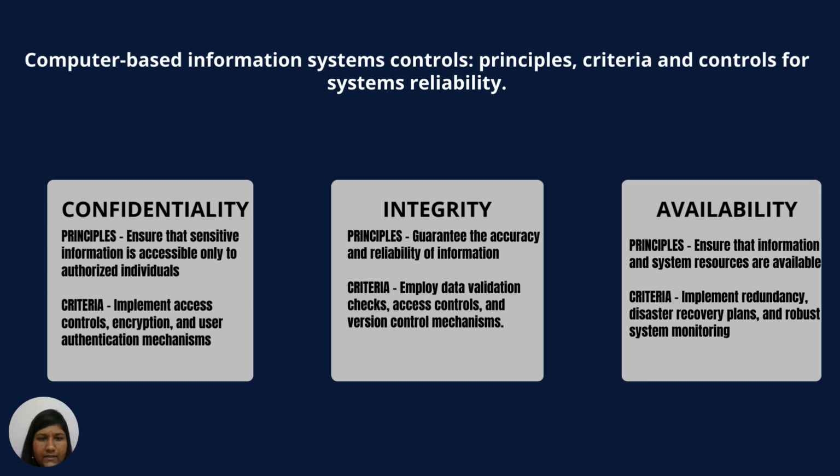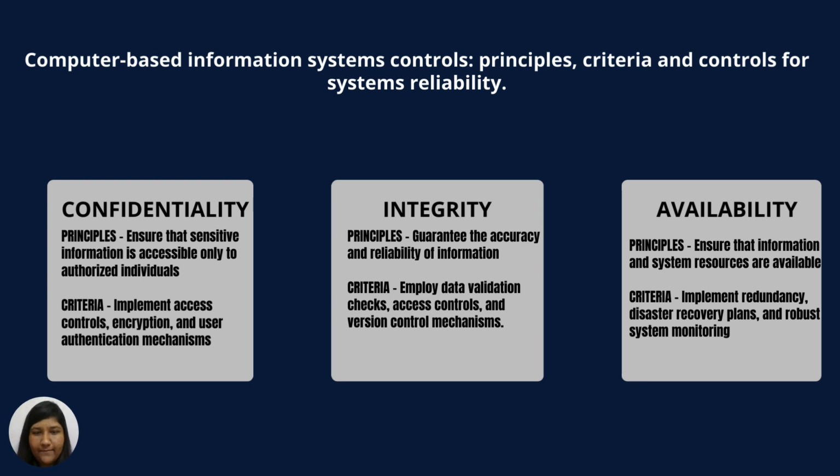Integrity. The integrity principle guarantees the accuracy and reliability of information. The criteria are to employ data verification checks, access control, and verification controls and mechanisms. An auditor must have confidentiality and integrity because this is very important. Confidentiality mainly concerns the privacy of the customers. If confidentiality is broken, they lose trust to invest in the organization. Integrity is very important for auditors to make sure nothing wrong is done in the financial statements.